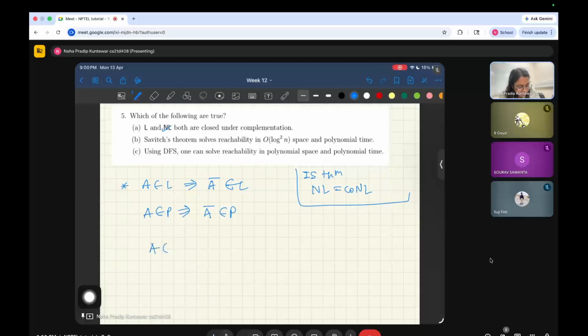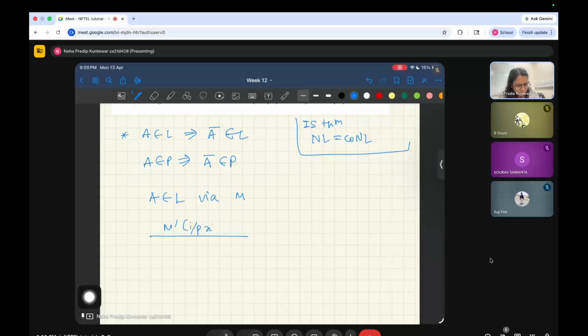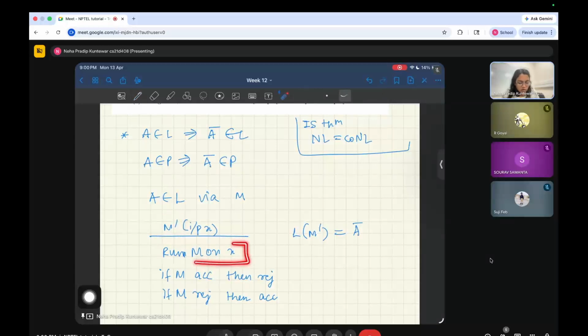Okay, so let's say A is in L via machine M, and the new machine M prime basically runs M on X. If M accepts, then you reject, and if M rejects, then you accept. This is what M prime does. And what is the language of M prime? The language of M prime is the complement of A. And what is the space that M prime uses? It takes log space for running M on X, and then this is just a 1-bit flip that we are doing. So this machine runs in logarithmic space. Therefore A complement is in L.